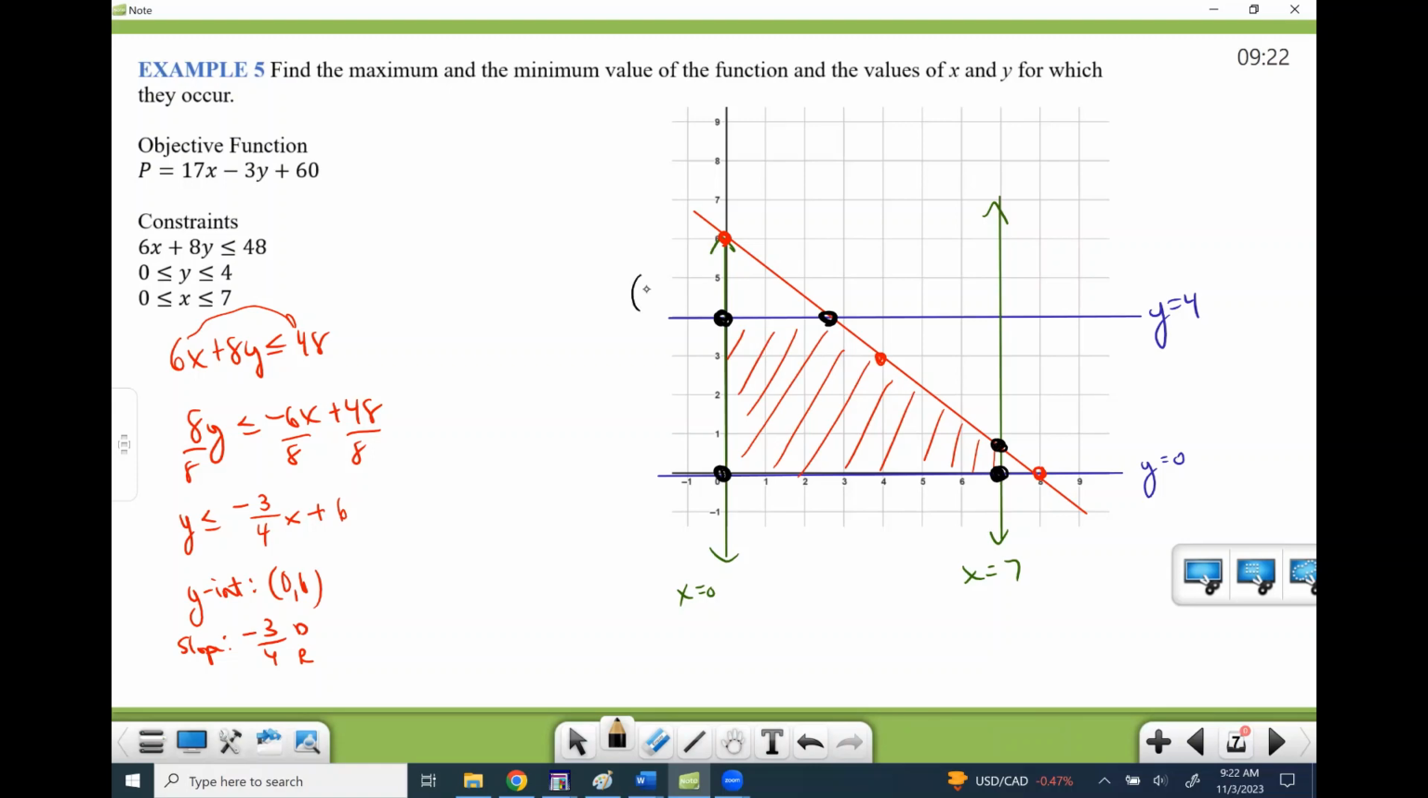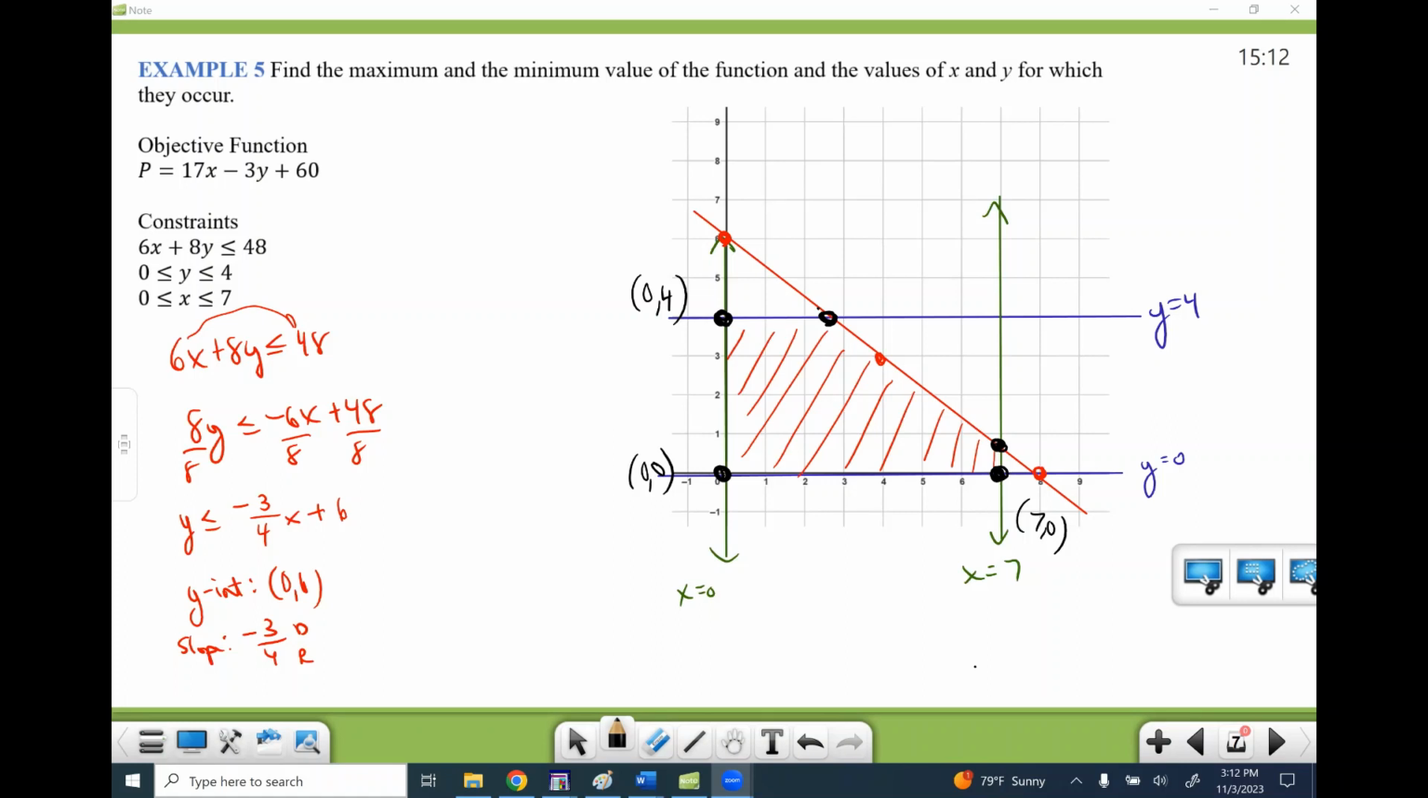Those are going to be the ordered pairs 0, 4, 0, 0. This one is going to be 7, 0. And then there's a couple of ordered pairs that are kind of hard to tell what they are. So let's go ahead and find the 2 missing points.